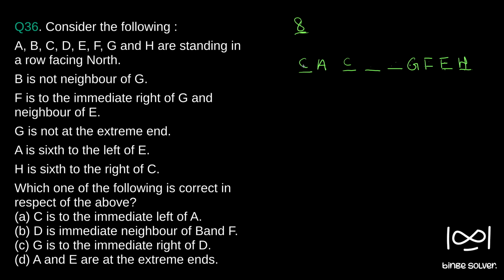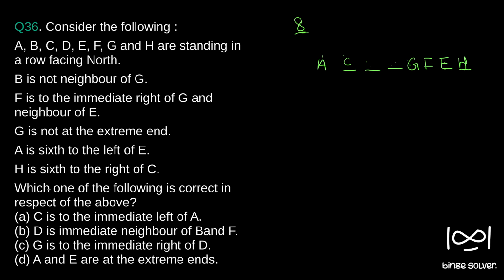Sorry, if that was the case, then 1, 2, 3, 4, 5, 6, H would be appearing somewhere here. That is not possible. So that is also not possible. So the only possibility for C to come is this position. This is the only place C can come. So that H will be 6 to the right of C. 1, 2, 3, 4, 5, 6. So H is 6 to the right of C.